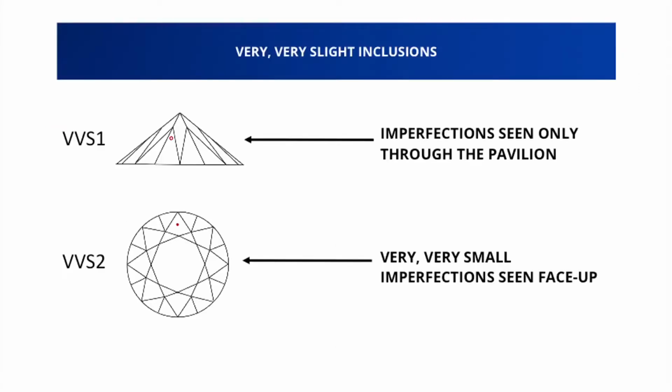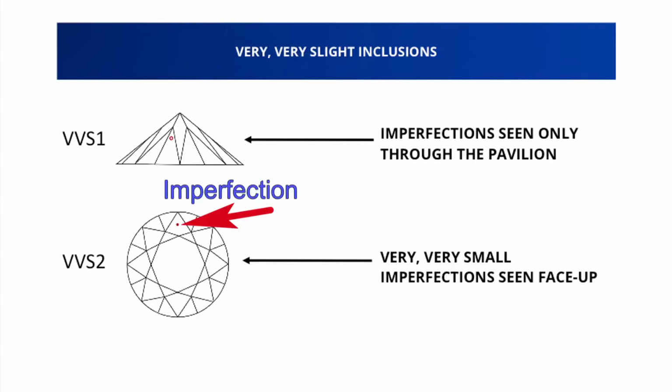VVS1, very, very slightly included 1, you can only see the imperfection through the pavilion. It's very, very small. These are micron small things. You can only see through the pavilion. If you see it through face-up position, it cannot have got VVS1. VVS2, it's very, very, very small, but it can be seen in the face-up position.